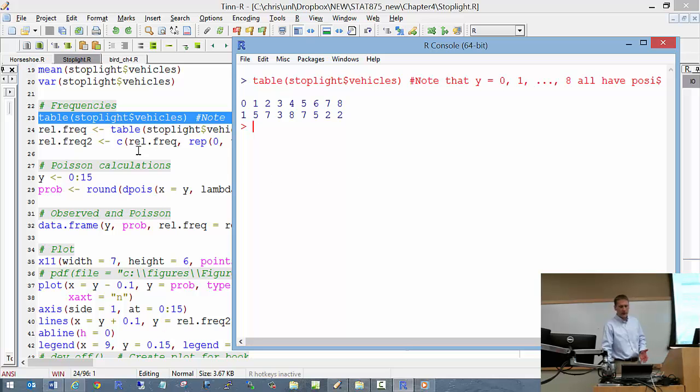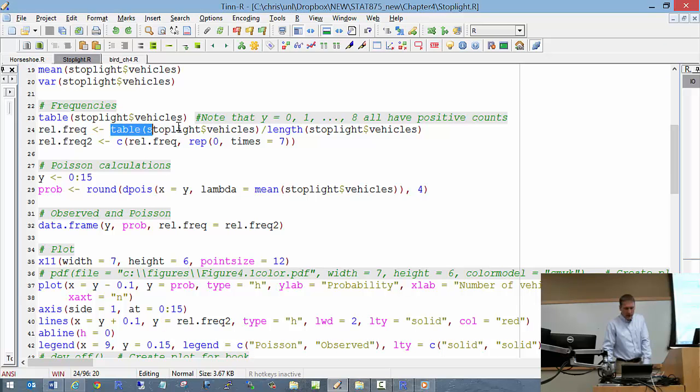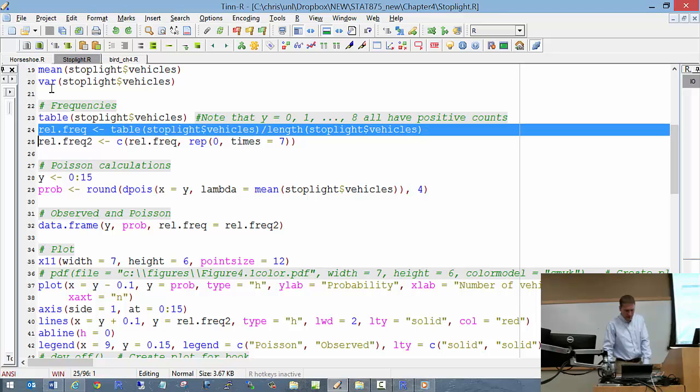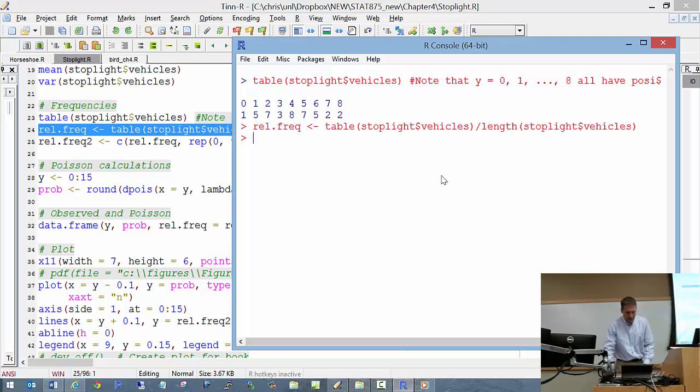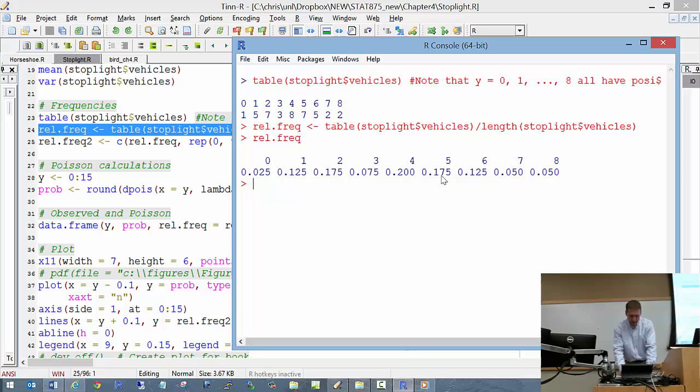And now I need to translate that into relative frequencies. So you can think of these as the estimated probabilities. So I simply take, again, the table function divided by my sample size. I put that in an object called rel.freq. And this is what I get. So 0.025 represents that 2.5% of the time there were 0 cars there.